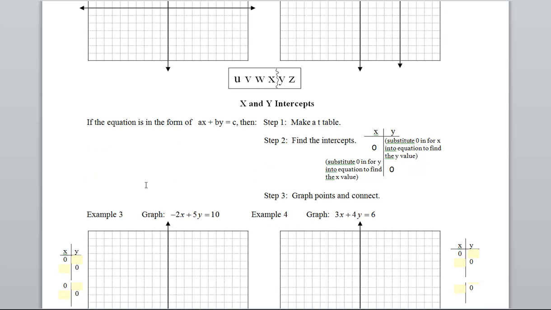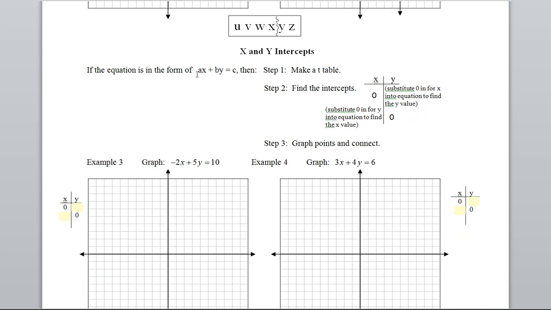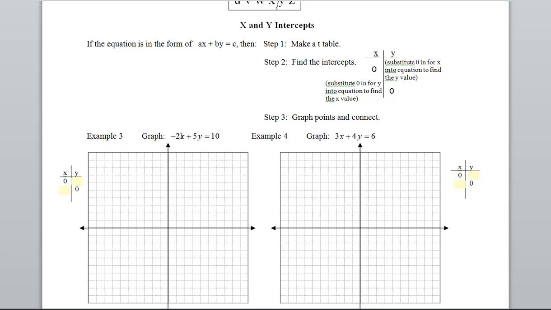I've got 2 examples here. Notice it's in the correct form where x and y are on one side, constants on the other. So if I put 0 in for x, this term just disappears. You get 5y equals 10, so y should be 2. Now I turn around and let y be 0, so this is not there, because if you substitute in 0, that term drops. Divide both sides by -2, x equals -5.